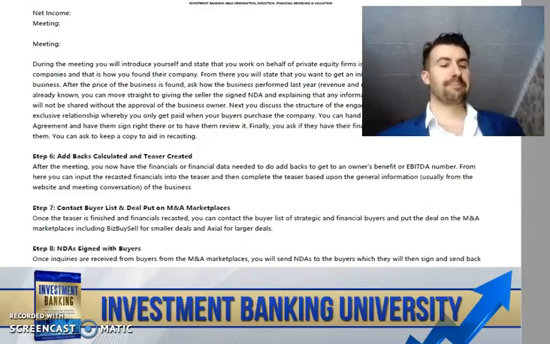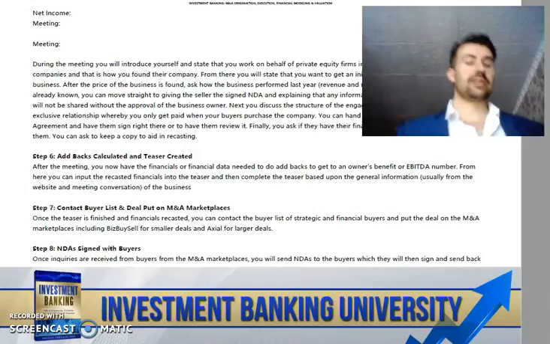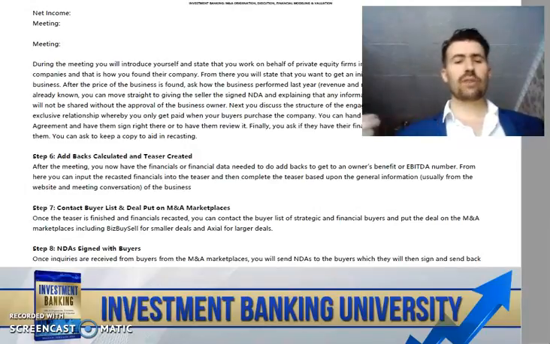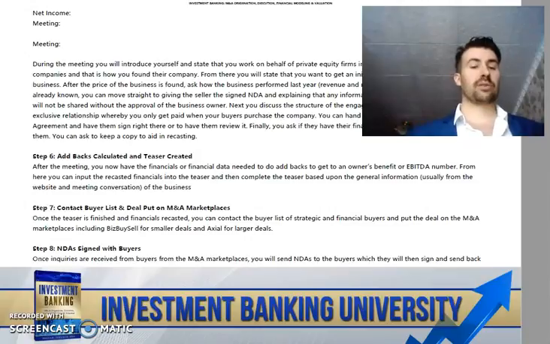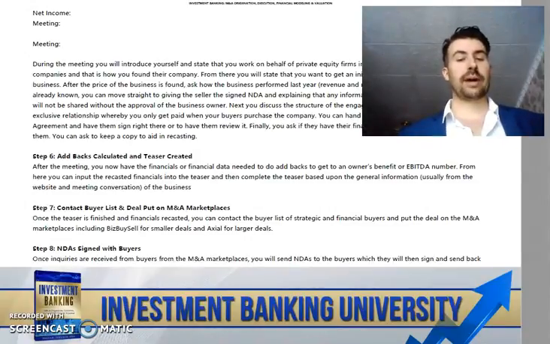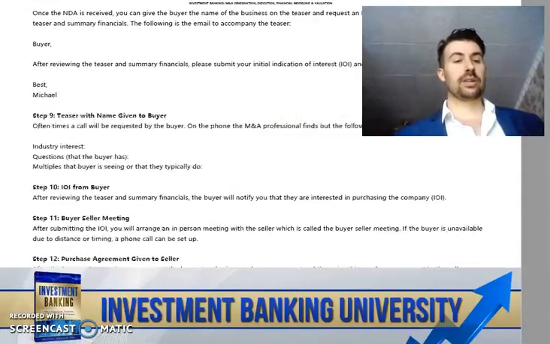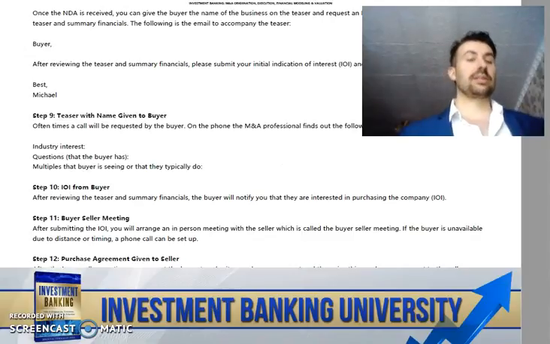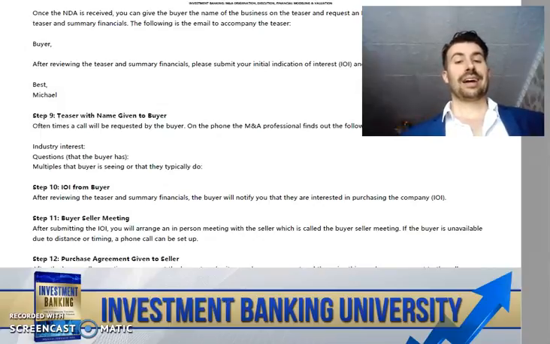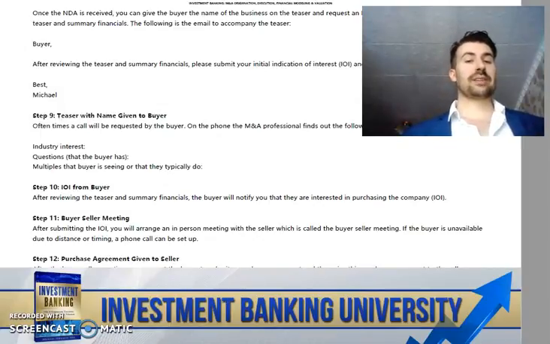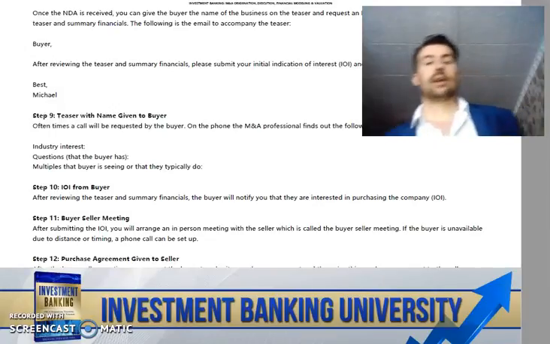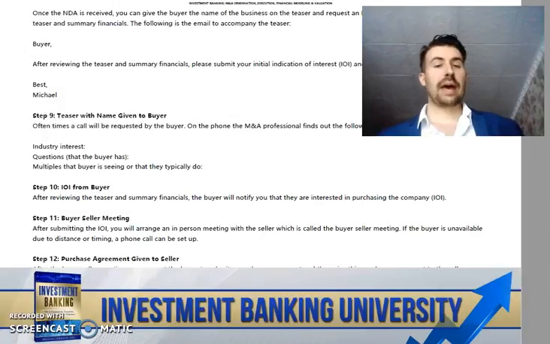In terms of the next step, NDAs will be signed with buyers once inquiries are received from the M&A marketplaces or the emails and phone calls that you actually make to strategic and financial buyers. You're going to get NDAs signed, and you're going to send back the additional information from there, and you're going to be disclosing ultimately the name of the business after the NDA is signed, and you'll be able to then schedule a phone call with them, and you're going to discuss the nature of the business in greater detail. Ultimately, you're going to be giving them what's known as a CIM after they sign the NDA, which is a confidential information memorandum, which goes into greater detail about the business.